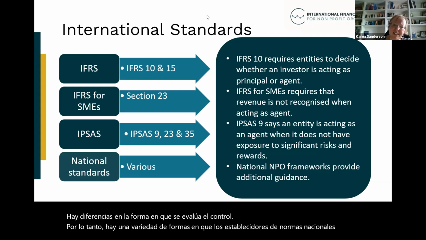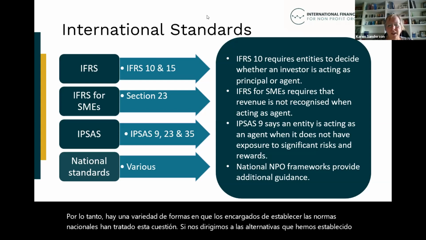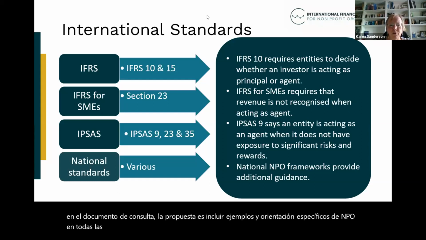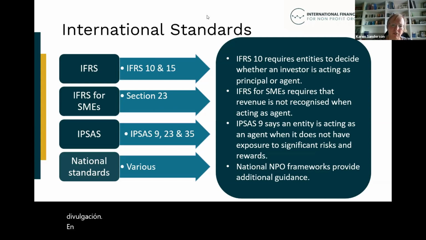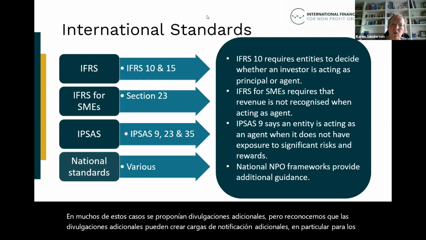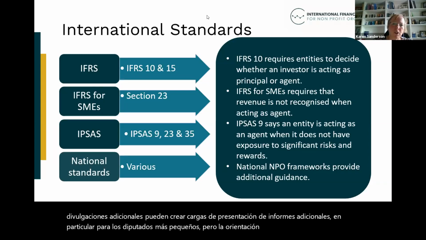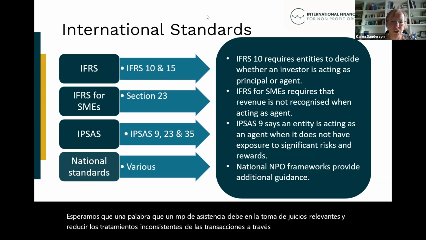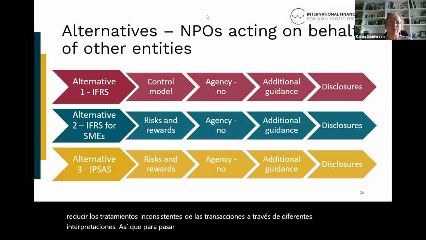If we turn to the alternatives that we've set out in the consultation paper, the proposal is to include NPO specific examples and guidance in all of the alternatives that we're setting out to try and aid transparency and disclosures. In many of these cases, we're proposing additional disclosures, but we recognise that additional disclosures can create additional reporting burdens, particularly for smaller NPOs. But practical guidance for preparers, we would hope would assist NPOs in making relevant judgments and reduce inconsistent treatments of transactions through different interpretations. So to turn to the alternatives, we have three.